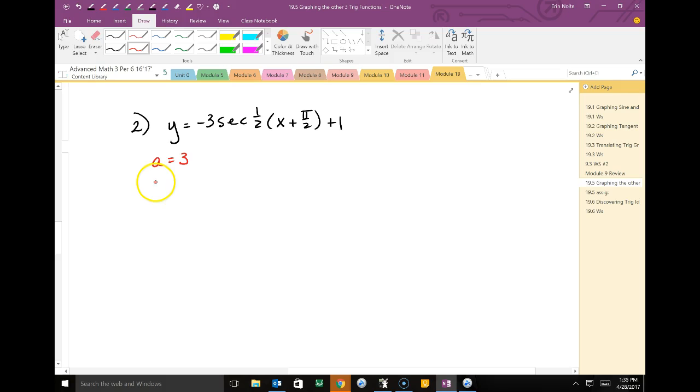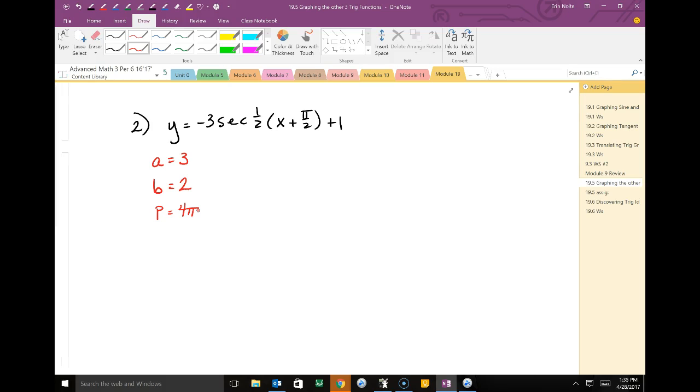Okay. We'll talk about it. Yeah, the midline is 1. Okay, my b value is 2. What's my period? Times 2. 4 pi. Guys, remember tangents. Tangent's the only one, yeah.